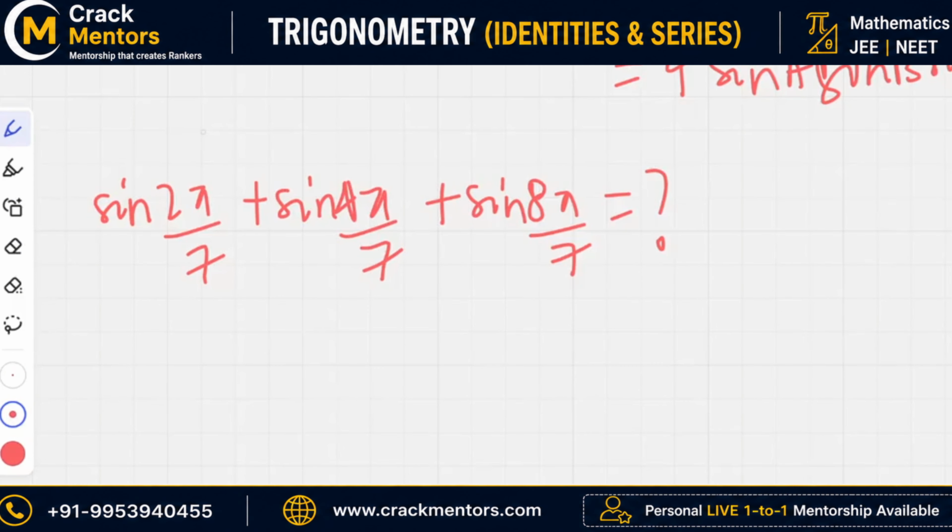This question is also using some very good thing, similar to what we did yesterday. Sine 2 pi by 7 plus sine 4 pi by 7 plus sine 8 pi by 7. I would first convert 8 pi by 7 into something like a proper fraction. So that would be sine 2 pi by 7 plus sine 4 pi by 7 minus sine 6 pi by 7.